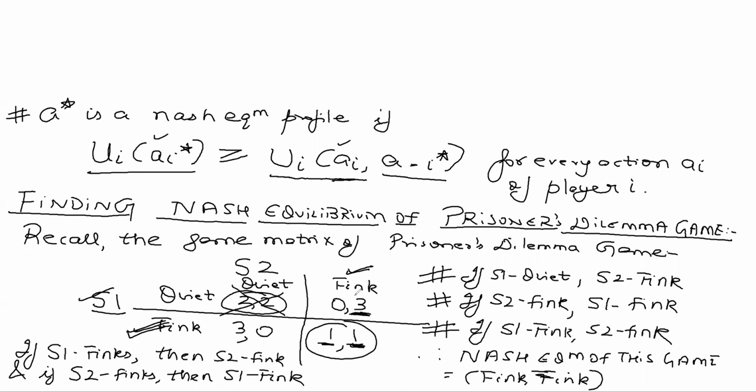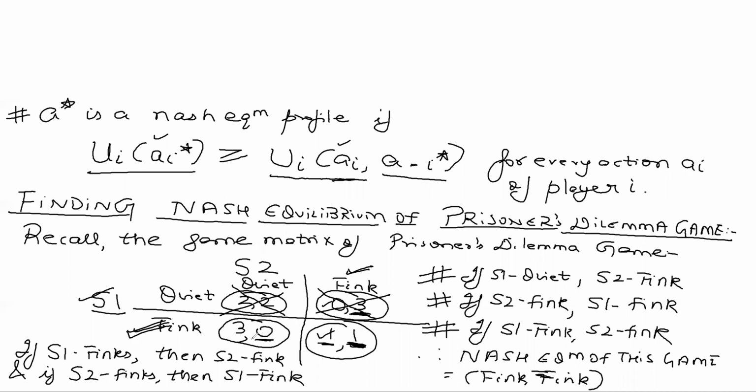Is quiet, think the Nash equilibrium? You can see no, because if suspect 2 thinks, suspect 1 will also think, because this one is more than 0. That means this is also not the Nash equilibrium, because one of the players would want to deviate, in this case, player 1. Is think, quiet a Nash equilibrium? You can see no. Why? Because when suspect 1 thinks, suspect 2 will want to think, because this one is more than 0.